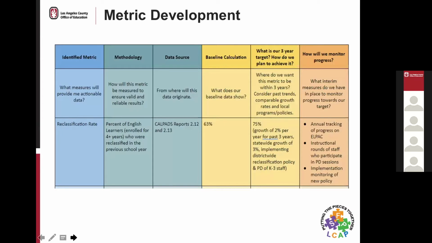Here is a screenshot of another resource that we've included with the materials from today to support LEAs with the development of metrics. This chart shows the pathway or progression for the development of a metric and includes some of the questions to consider that were shared on the previous 2 slides. Key considerations include what metric will be used? How will the metric be measured? What is the data source? What does the baseline show? What is our 3-year target? And how will we monitor progress? You can see that progression with the example provided, the metric provided reclassification rate. Again, this is a resource that we've included in the materials for today. Next slide, please.